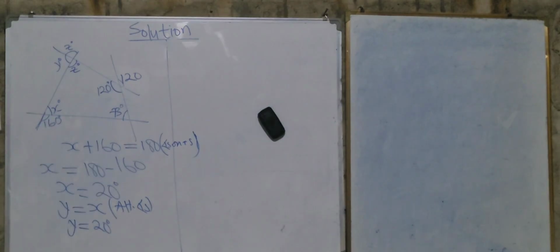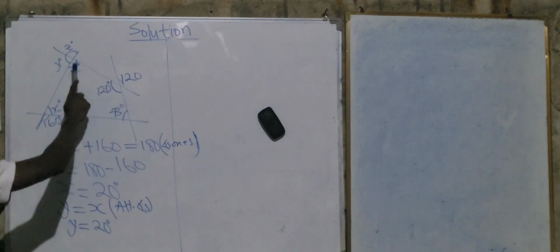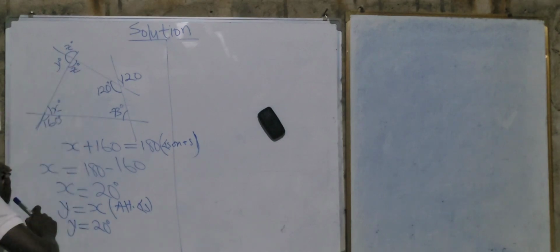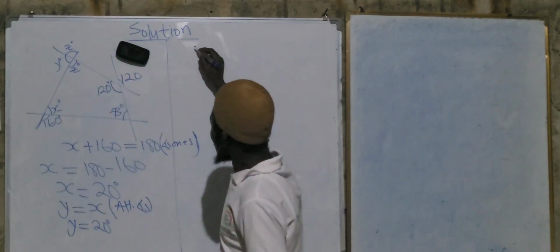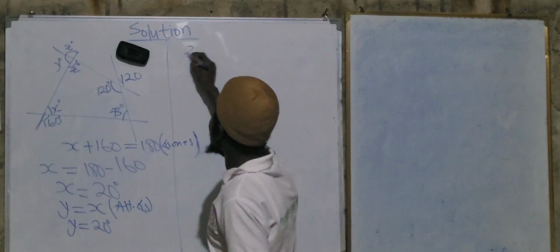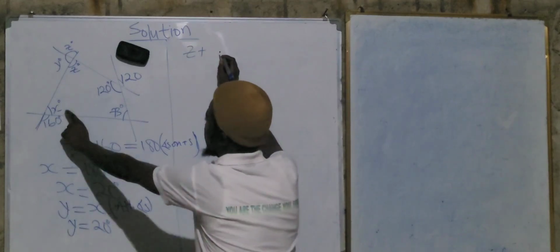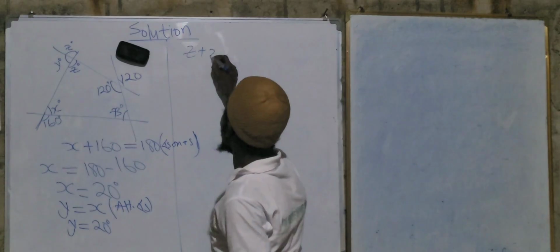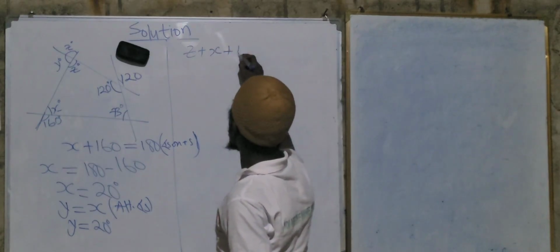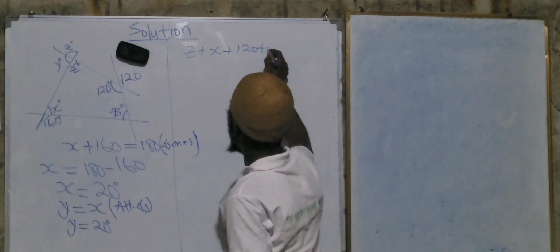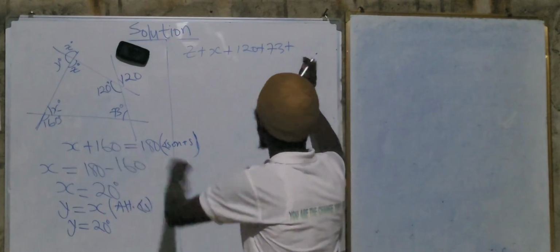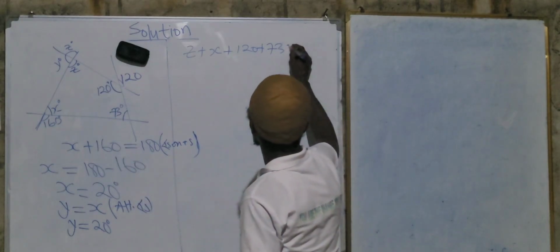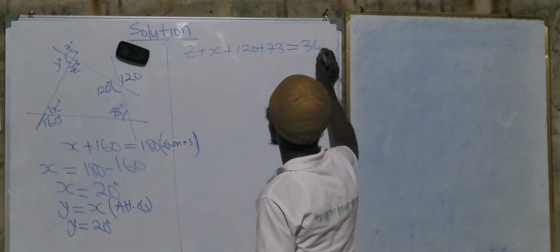Good. But if you observe here, what is absent here? Z is absent, right? Yes, sir. So therefore what are we to do now? We have Z plus X plus 120 plus 73, that's all right? Equal to, now this is 360.